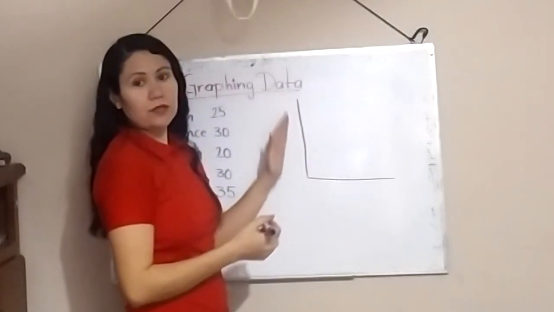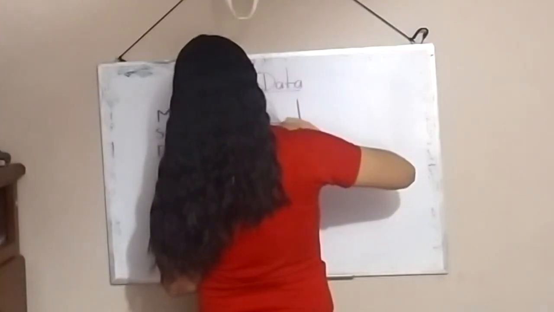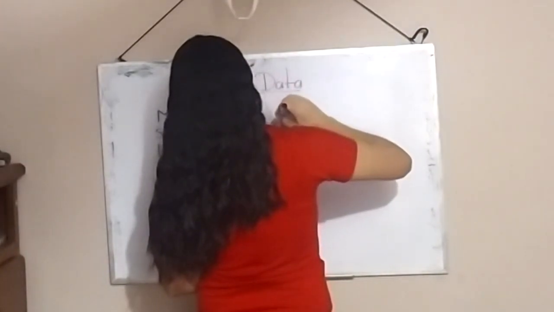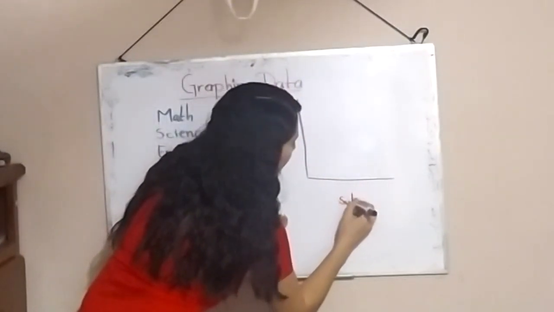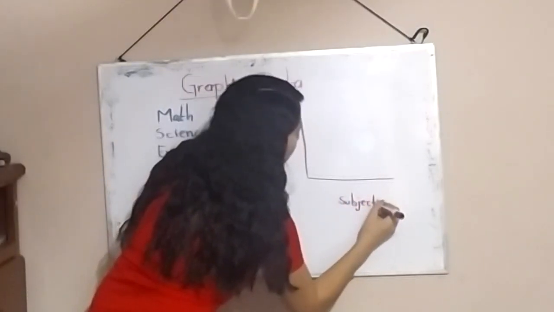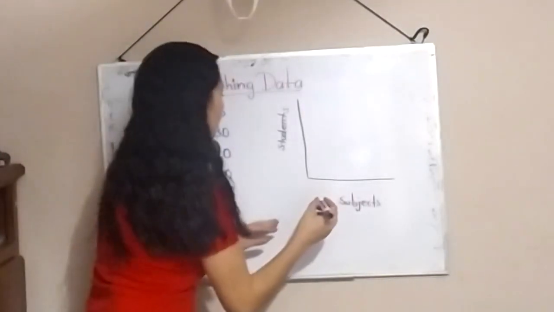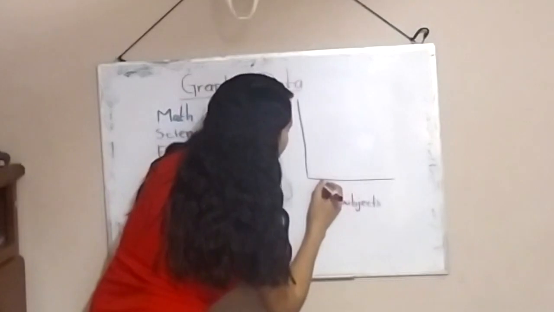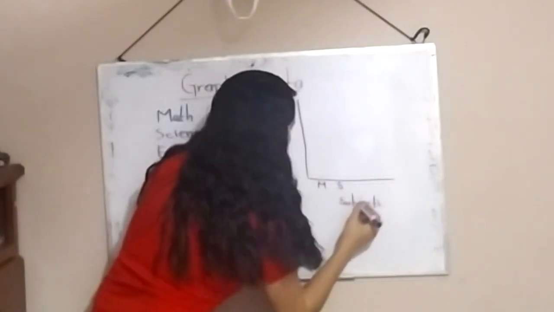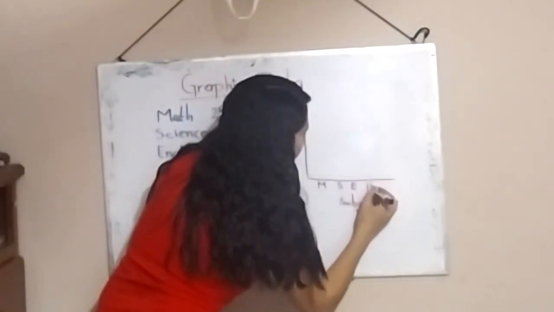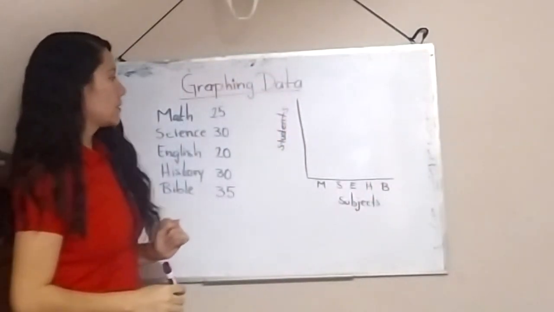Here we have the frequency or the quantity of students. This is the students. And this is the subjects. And we're going to write the name of each of the subjects. We can write just the initial: math, science, English, history, and Bible. These are our subjects.